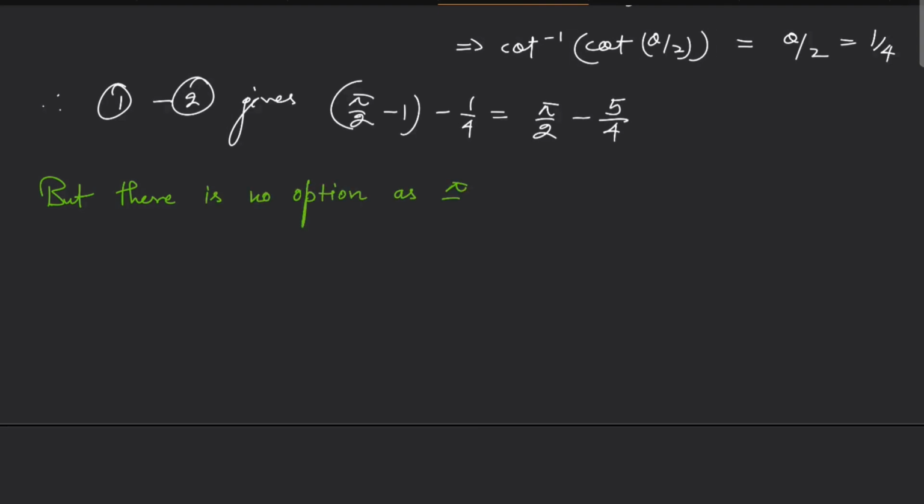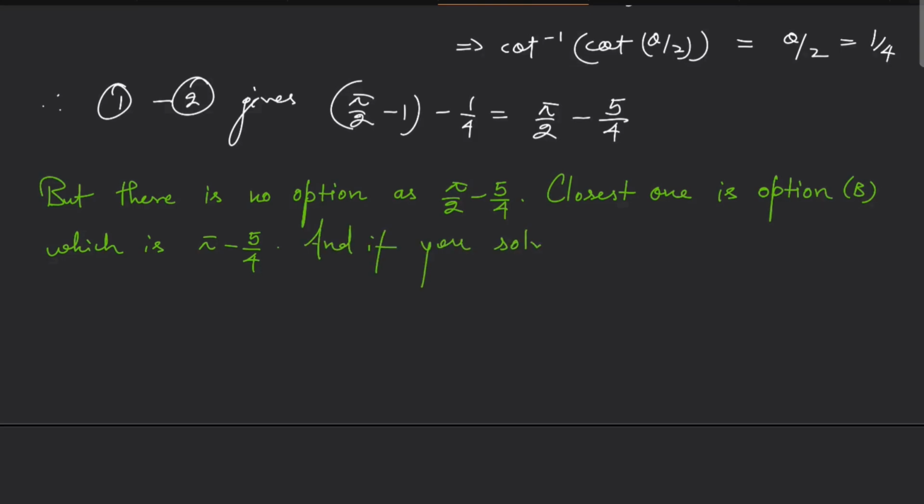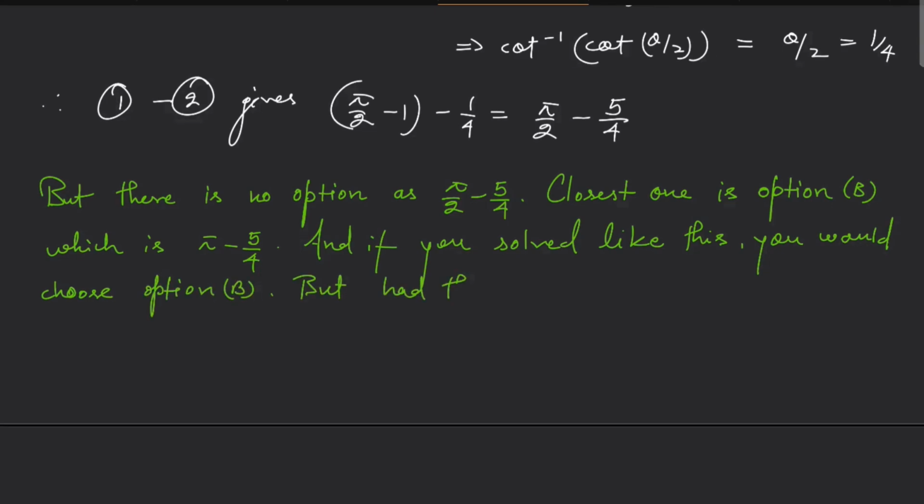If we have solved this question like this, many of you might have noticed what the examiner is asking you. But if somehow you have missed that, you solve the question like this and you will arrive at the answer pi by 2 minus 5 by 4, and you don't see any option there, but the closest one is pi minus 5 by 4, so you will select option B.